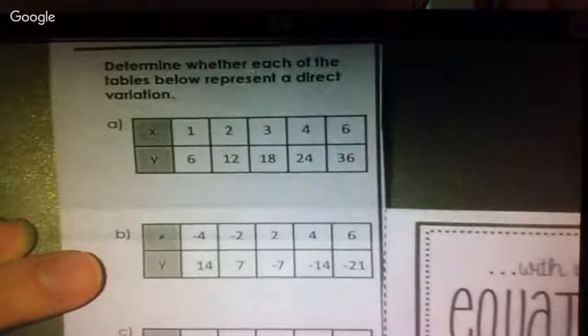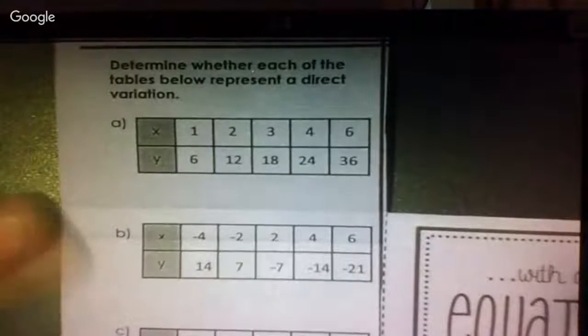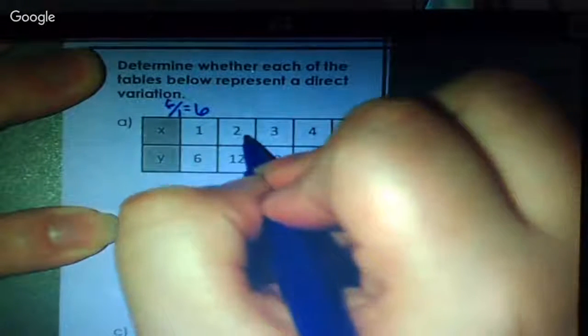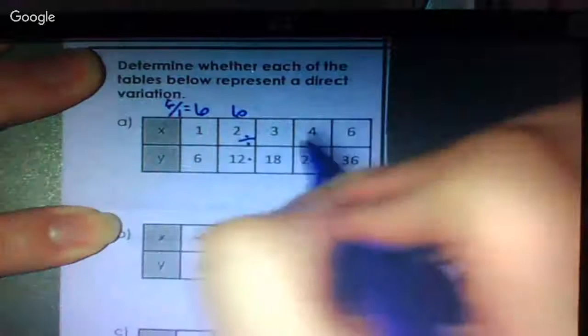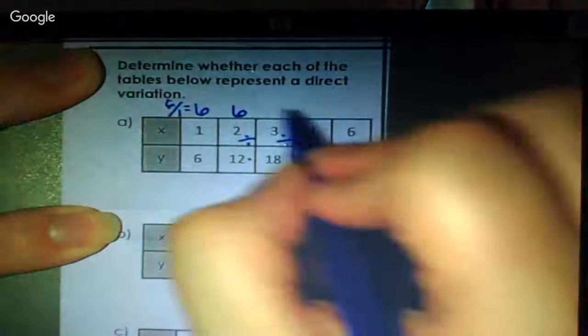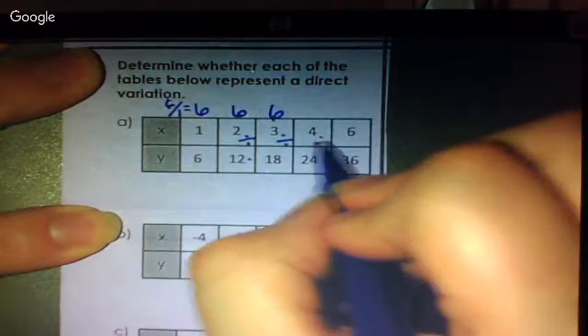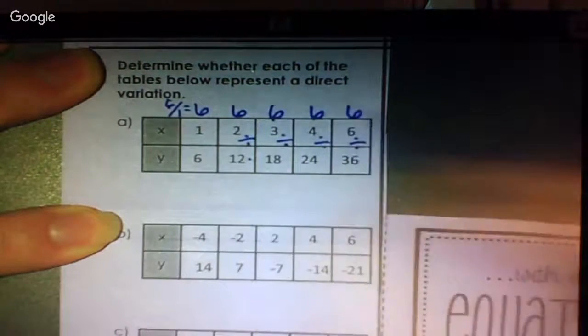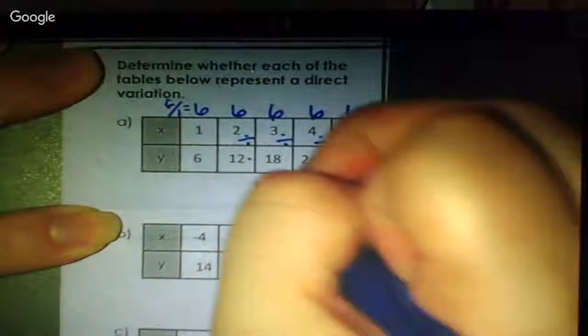So we're going to do just what we did on the last one and recognize direct variation from a table. In order to do that, we need to do y divided by x. So what's 6 divided by 1? 6. What's 12 divided by 2? 6. What's 18 divided by 3? 24 divided by 4. 36 divided by 6. Is this direct variation? Yes.